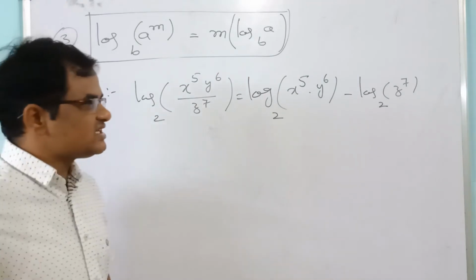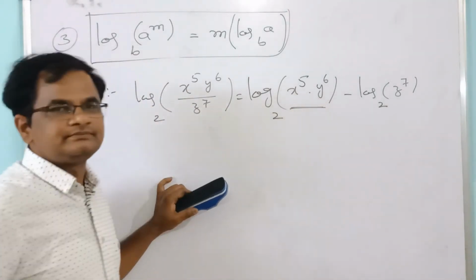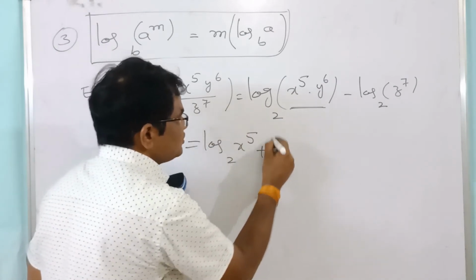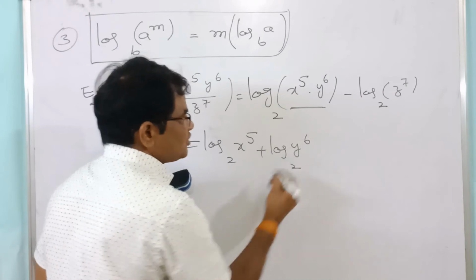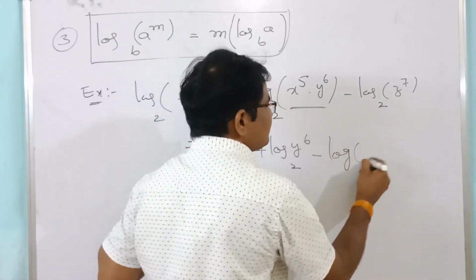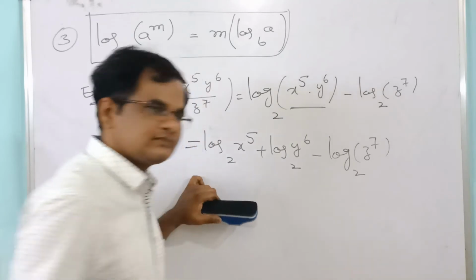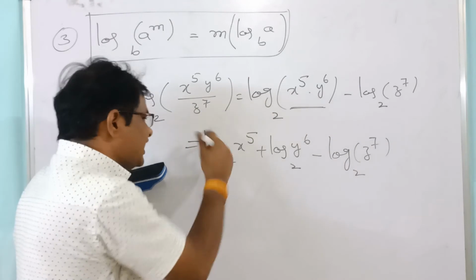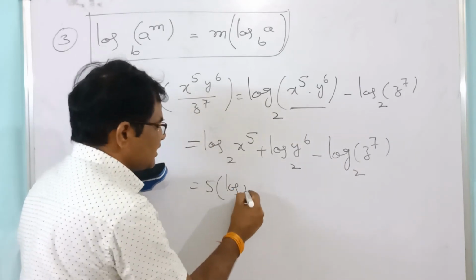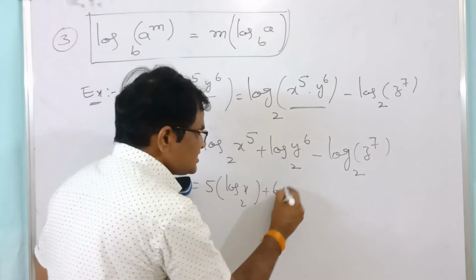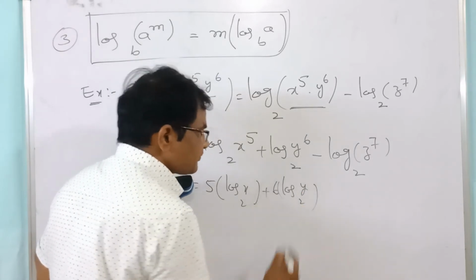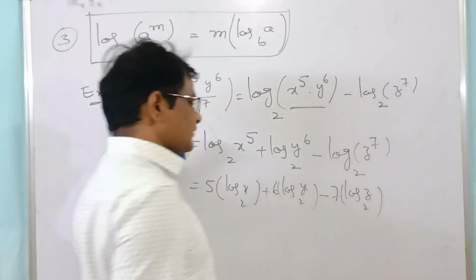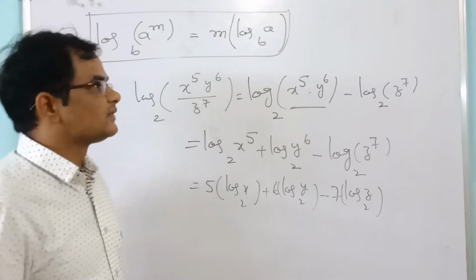Next, like the previous example, here a product is there. So that is equal to log of x to the power of 5 to the base 2 plus log of y to the power of 6 to the base 2 minus log of z to the power of 7 to the base 2. Right? Now again, by the third property, it can be written as 5 into log x to the base 2 plus 6 into log y to the base 2 minus 7 into log z to the base 2. This is our simplification. Right.